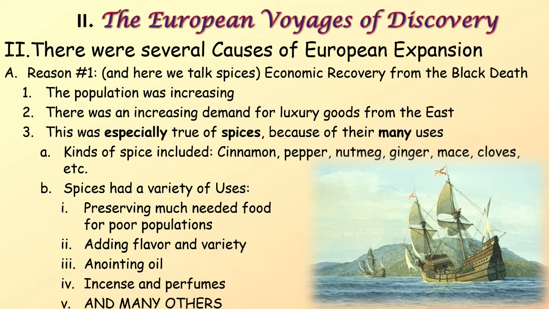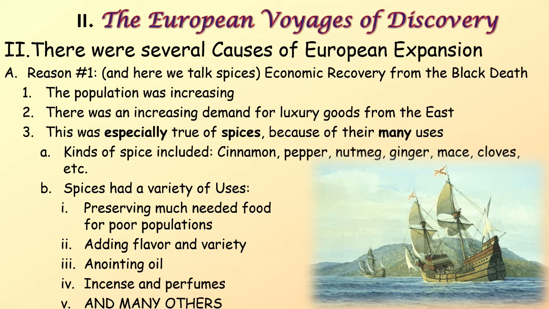Economic recovery from the Black Death, like I said, was increasing. The population was increasing. And there was an increasing demand for luxury goods from the East. And this was especially true of spices. You can call spices a luxury good. And this is true of spices because of their many uses. The kinds of spices that were in demand included cinnamon, pepper, nutmeg, ginger, mace, cloves, etc. Many, many more.